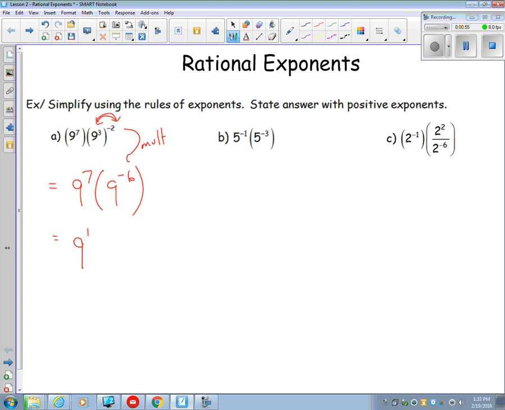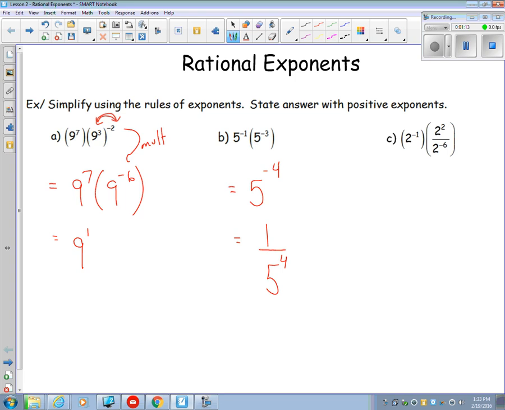And if we try the next one, base is multiplying. That's all I already have there. If I add my exponents, I end up with 5 to the power of negative 4. But we don't like negative exponents, right? So we flip it over, put it on the bottom, and the exponent becomes a positive.